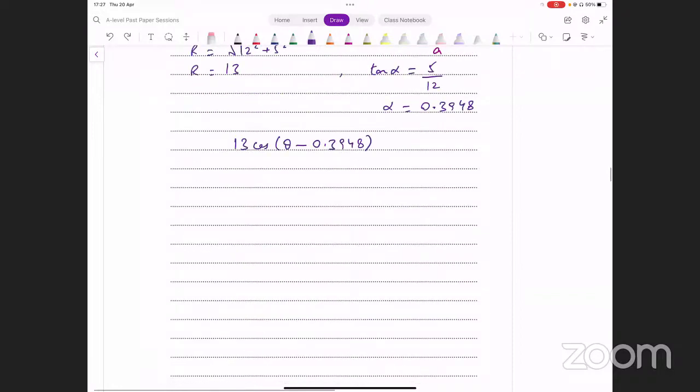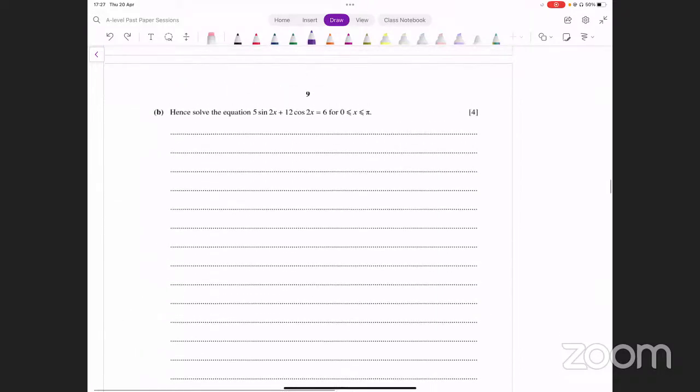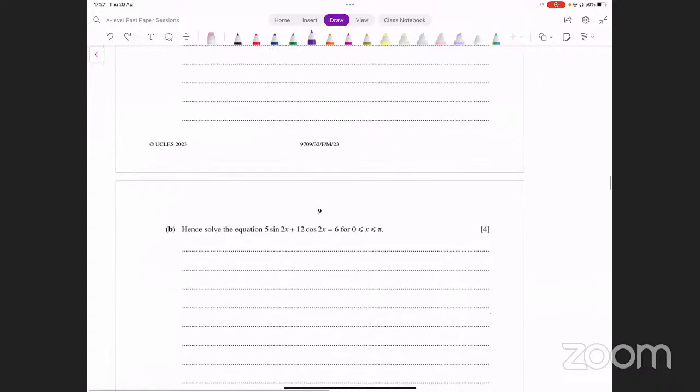Let's do the next part now. In the next part, he says: hence solve this equation 5 sine 2x plus 12 cos 2x equals 6 for x between 0 and pi. How do we do this now? Now, how is this related to the previous part?